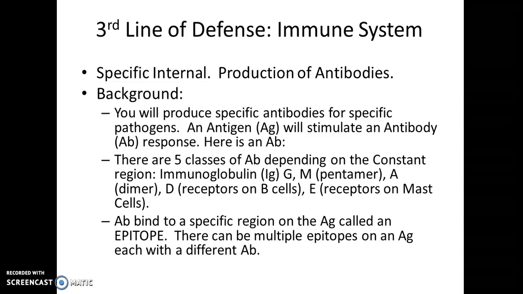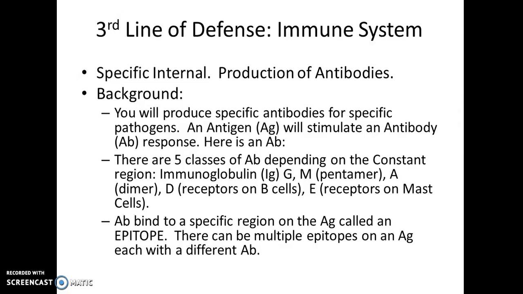Your third line of defense, so let's say it gets into your body, it gets past the first non-specific line of defense. So what is our third line of defense? That is your immune system. Yep. So specific internal, you are going to produce antibodies. So of course, we need to know something about antibodies. You produce specific antibodies for specific pathogens. An antigen, from now on Ag, will stimulate an antibody or AB response.